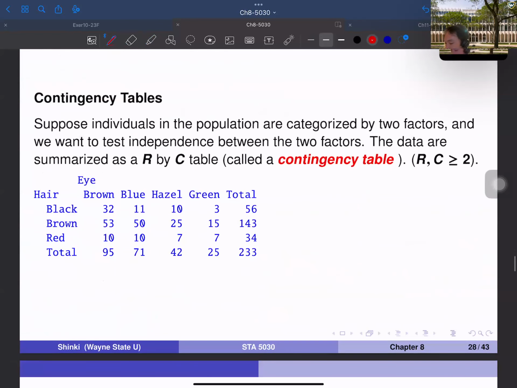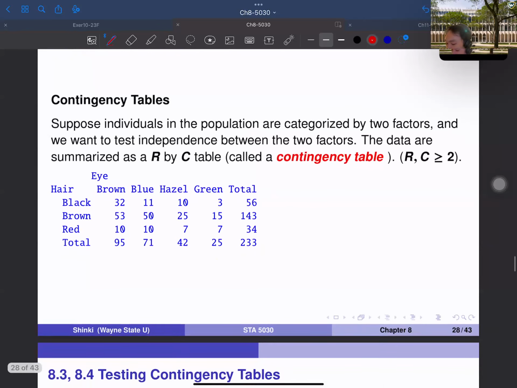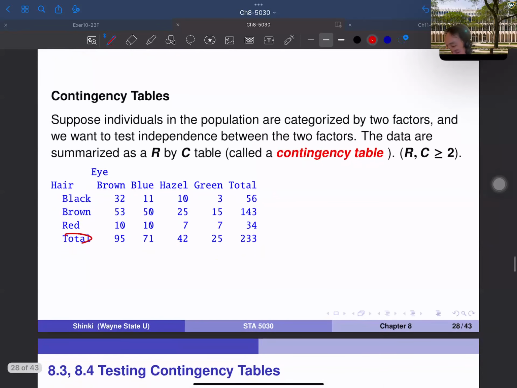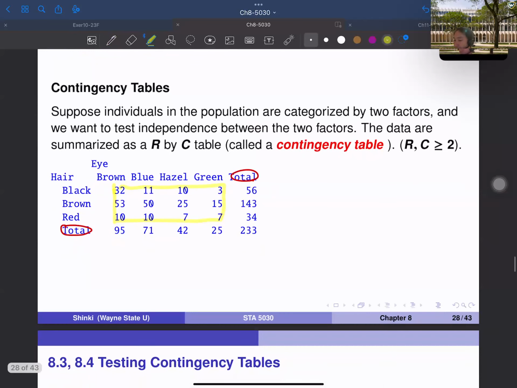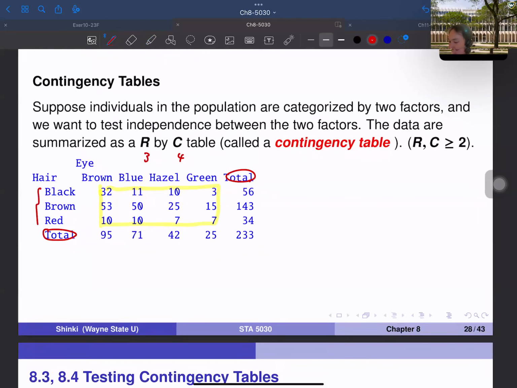But we want to use a larger table to make a general discussion. Now think about this table. The last column and last row are actually the totals, so this table is actually 3x4. We are thinking about testing this 3x4 table. Here we say the number of rows is R. We have 3 rows and 4 columns. So this is called a contingency table.